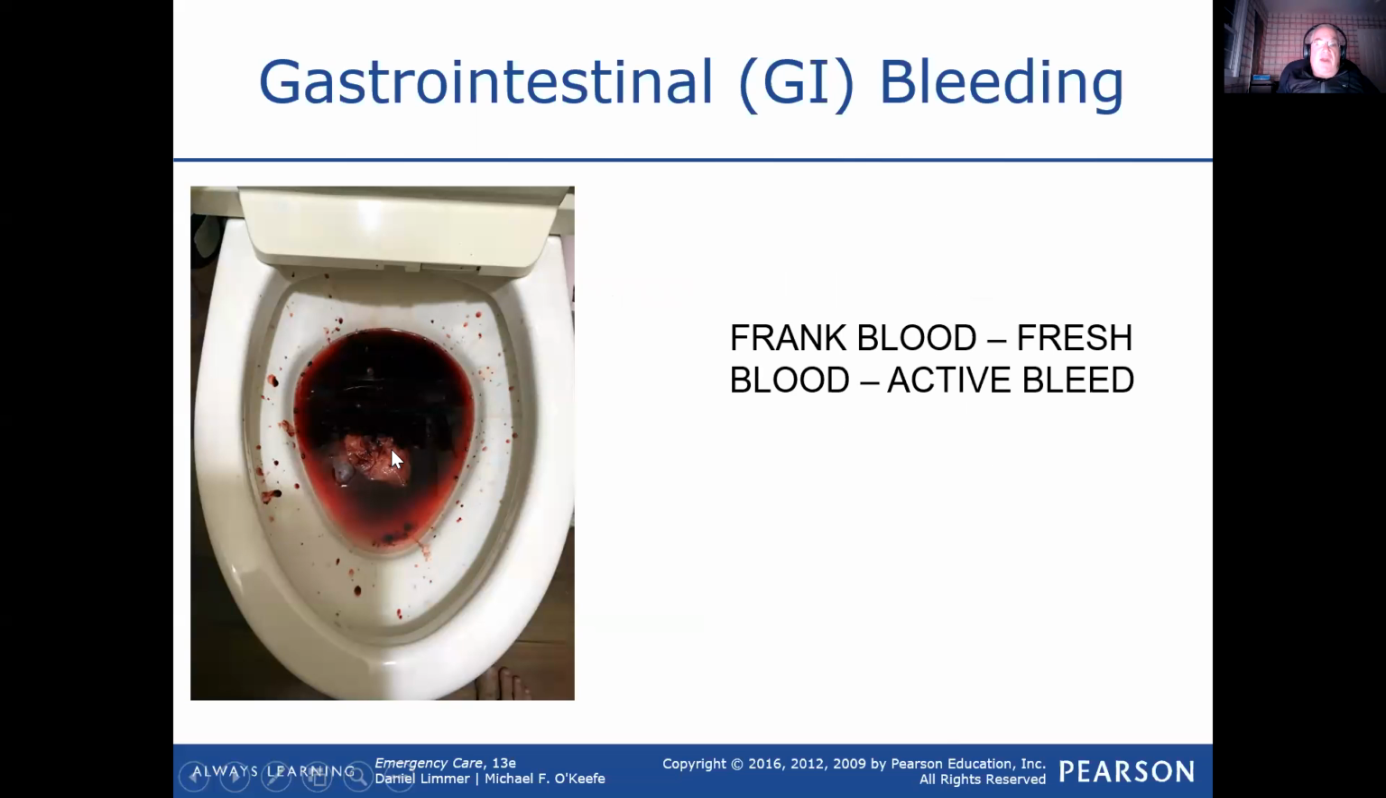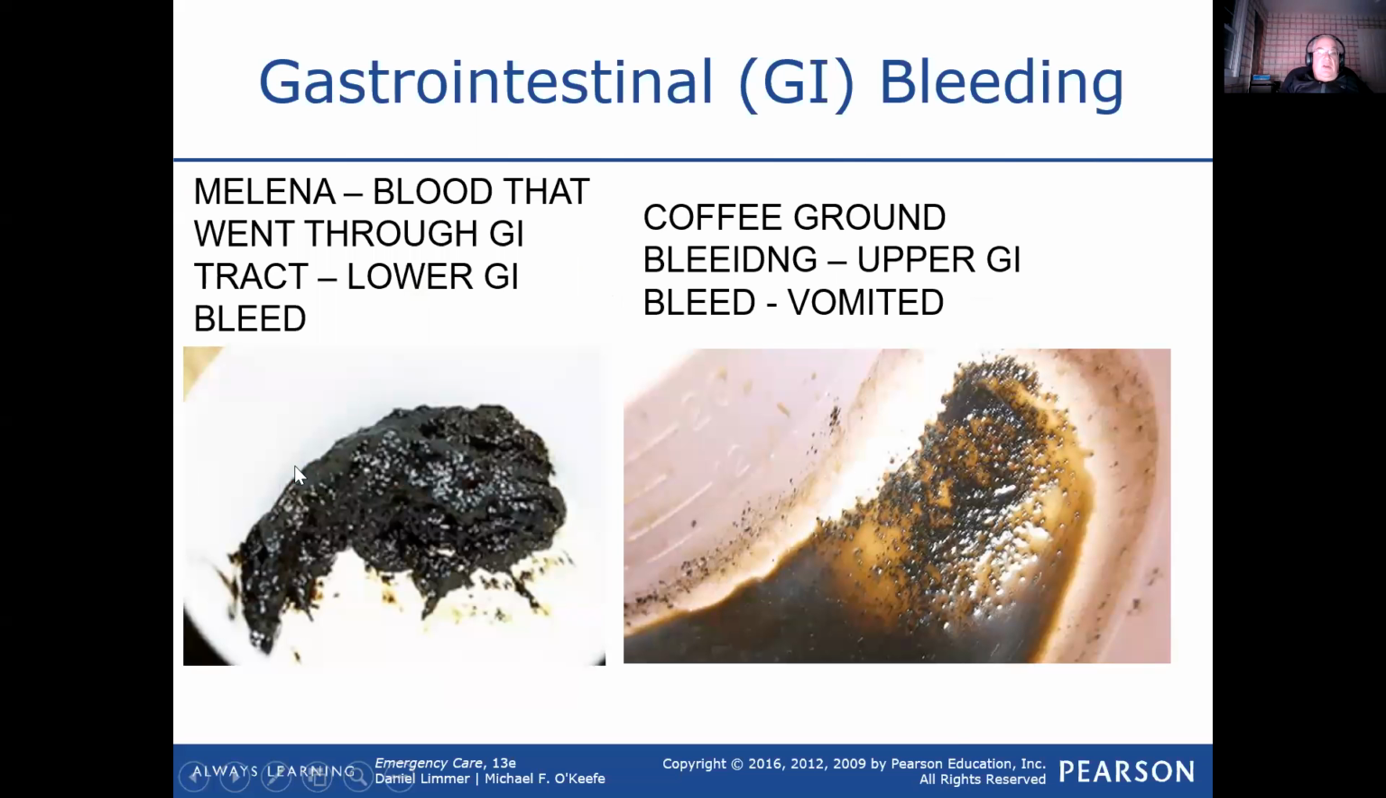In other words, there would be bright red blood either in the person's pants, underwear, toilet, or on the floor, but it means that they basically have an active fresh bleed. That's why it's bright red, okay? It depends, if it's upper, it's going to be coming out of their mouth by vomiting, and if it's lower, it's going to come out their rectum, and you would again either see it in the toilet or in their pants or something like that.